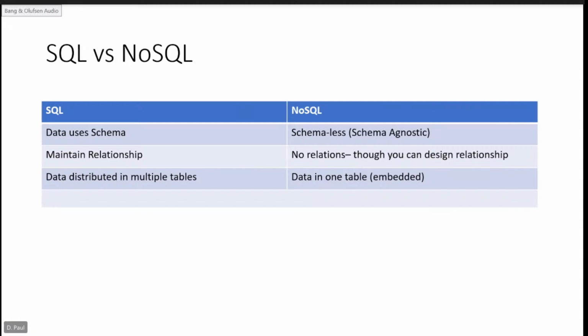You can build without a schema, but if you're able to build the schema, then better build it. And the same way, the other one we look at is the relationship. In SQL you have to maintain the relationship, but this doesn't have to have the relationship, as I said. Though you can design a relationship if you want, and also distribute data in multiple tables to fit the normalization in SQL. But here, as you saw, you can actually embed that into one table.